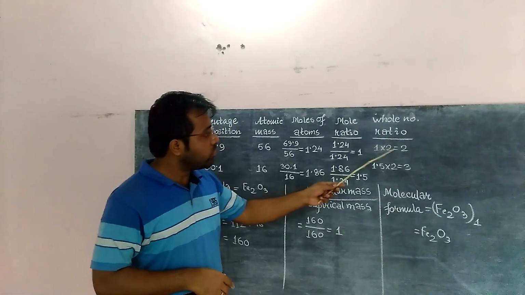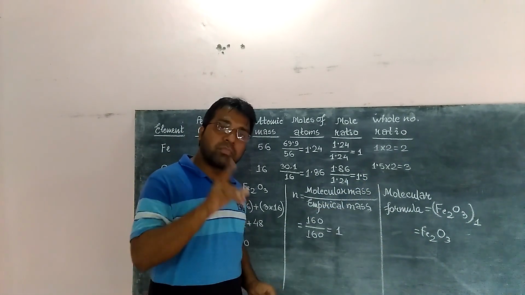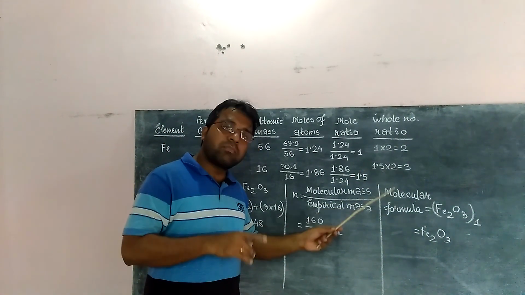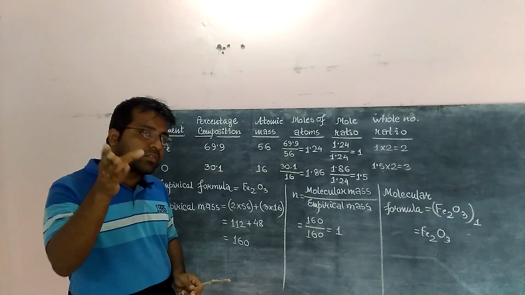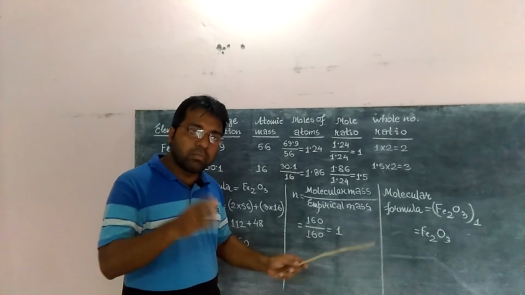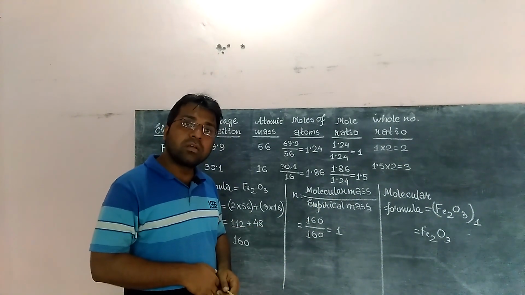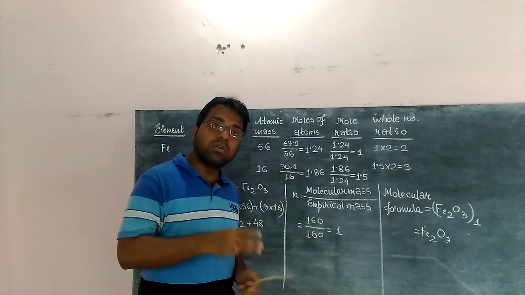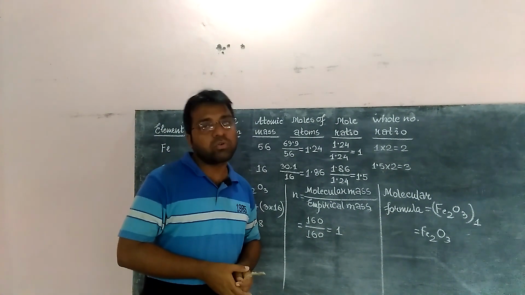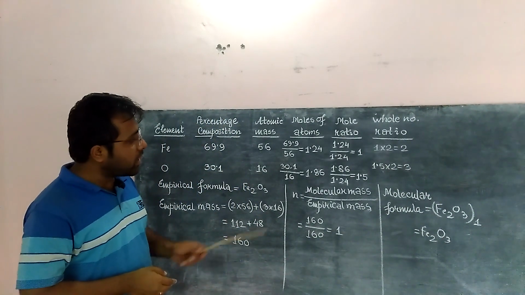So 1 into 2 is equal to 2, and 1.5 into 2 is equal to 3, because here we multiplied by 2. You see students, 2 is the smallest digit we have considered to convert it into a whole number. If somehow you get 1.33, then if you multiply by 2, it will not become a whole number. Then you need to multiply it by 3 to get a whole number. I hope you have cleared this part.